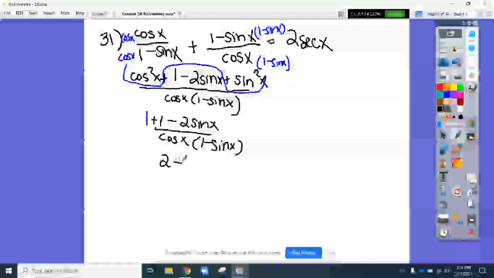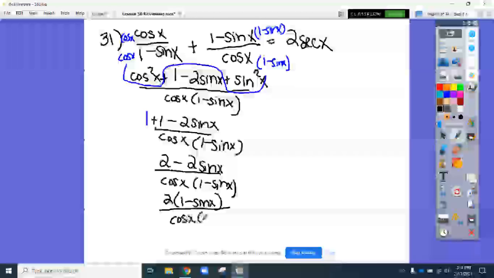So I really have 2 minus 2 sine x over cosine x times 1 minus sine x. Only way this is going to work out is if I notice to factor. Look up top, they both have a 2. If I take that 2 out, I have 1 minus sine x. And all of a sudden, that is a whole factor that cancels out. 2 over cosine x is the same as 2 times 1 over cosine x, which is the same as 2 secant x.